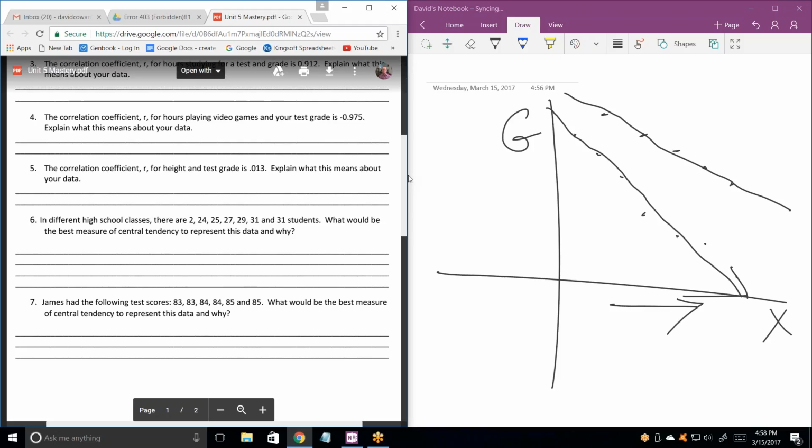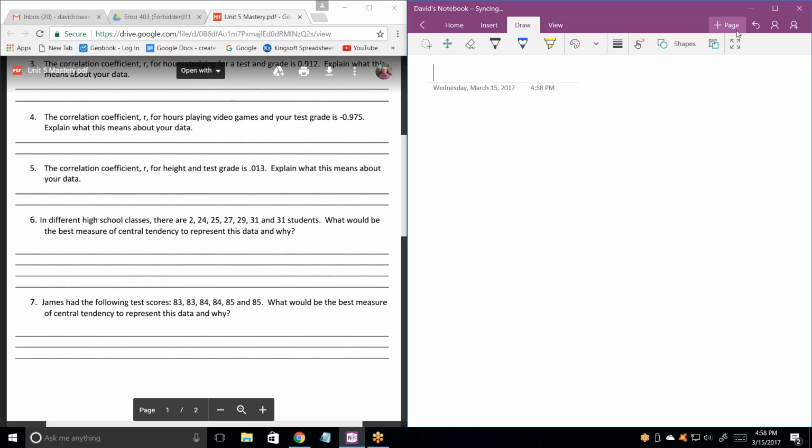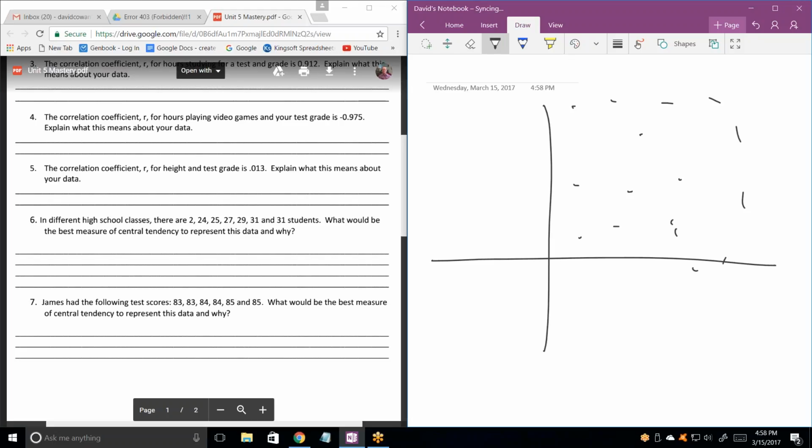Bad correlation coefficients are ones that would look like this. If I have a bunch of dots all over the place, and I try to draw a line through that, I can draw a line through it, but it's not a very good line.